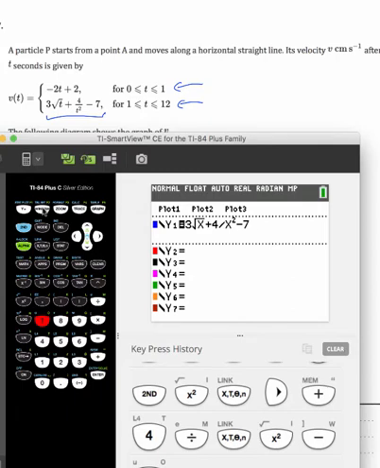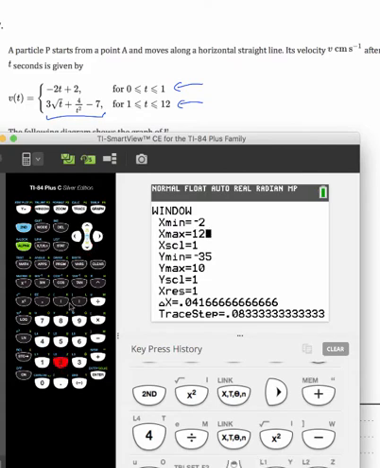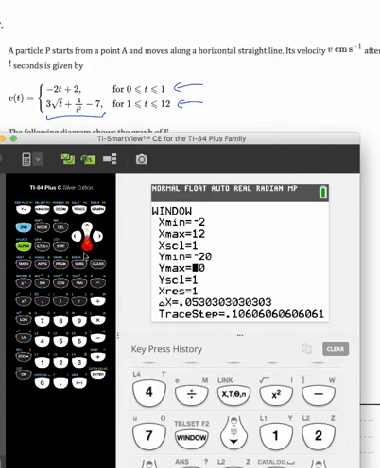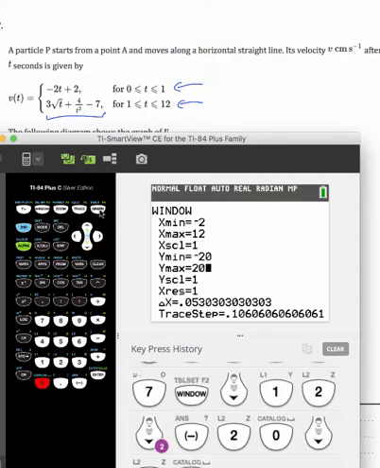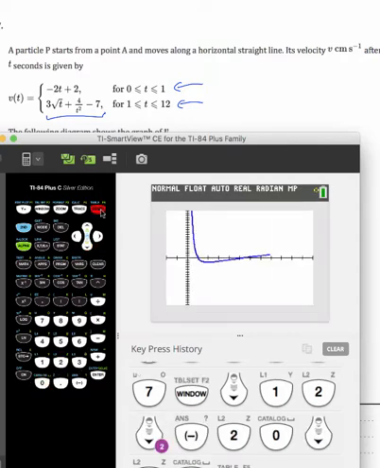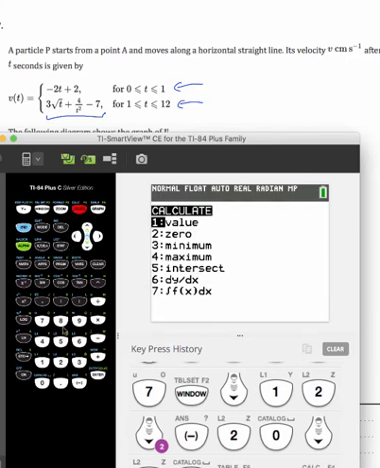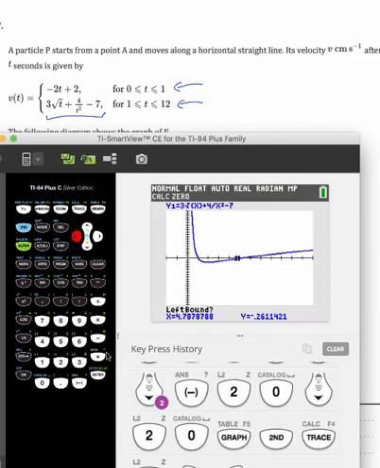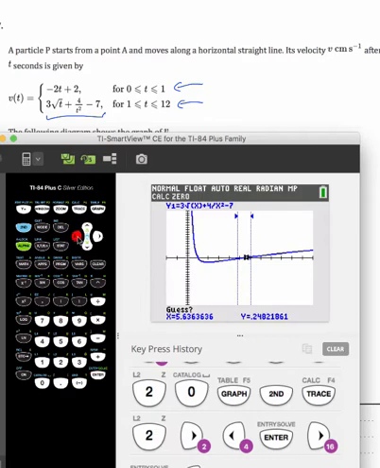The window goes to 12, so let me change my window as well. 12, I have no idea how high it goes. Minus 20 to 20. Okay, good. So that's the first zero, at 1 second, and there's a second one, so let's find it. Second calc, zero. Left of it, enter, right of it, enter, and a guess in between.